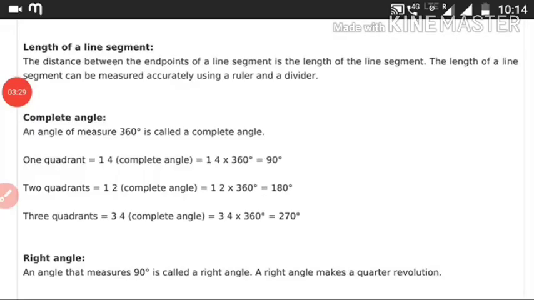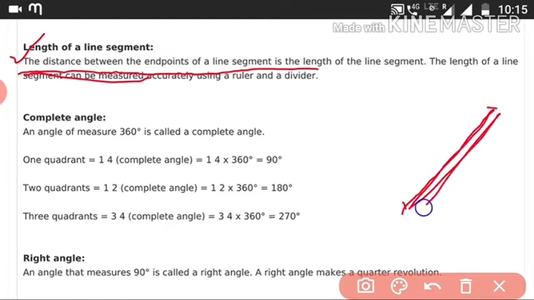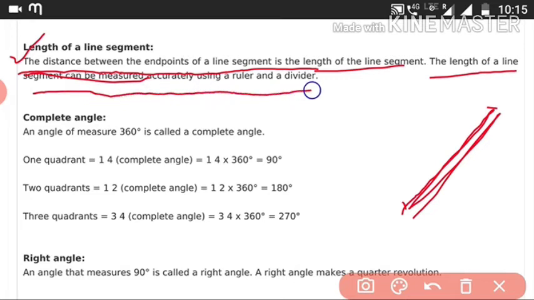Now important points. Length of a line segment. The distance between the end points of the line segment is the length. Suppose this is one point and this is another point. If I join these, the distance between these two points is called the length of the line segment. The length of a line segment can be measured accurately using a ruler or a divider.